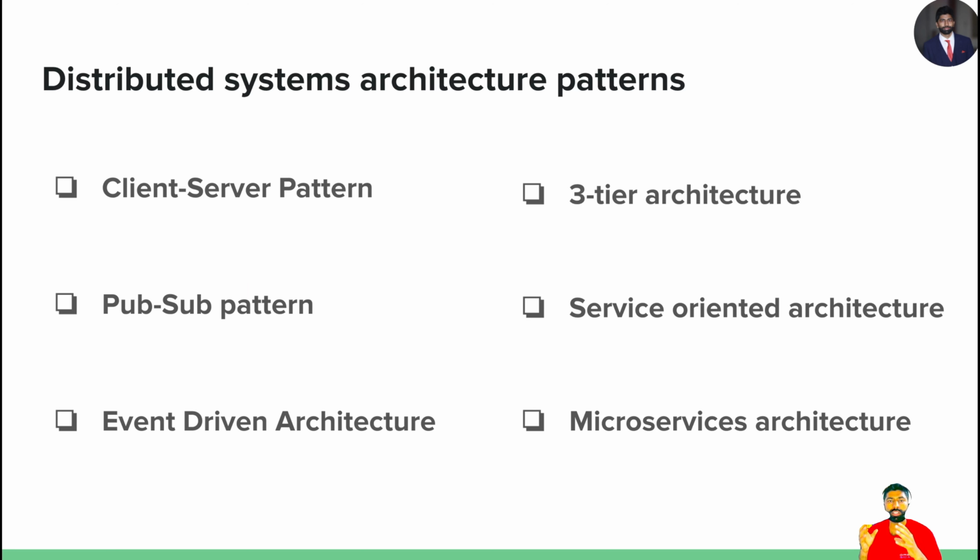One other pattern is event-driven architecture. In event-driven architecture, one or more producers send the events to an event broker, and then interested parties can subscribe to those specific events and perform any data processing based on those events. One other pattern is microservices architecture. In microservices architecture, the application or the system is decomposed into independently deployable small services which altogether form that distributed system.